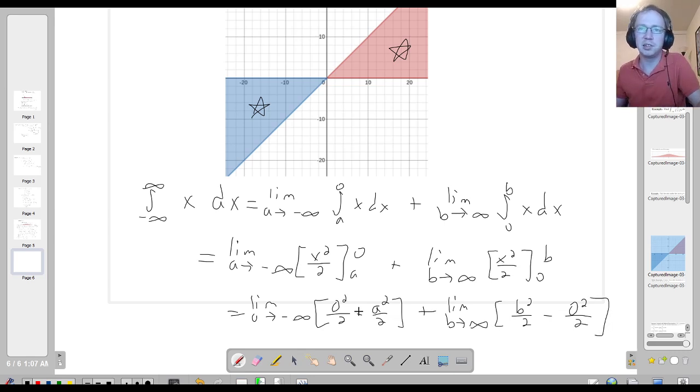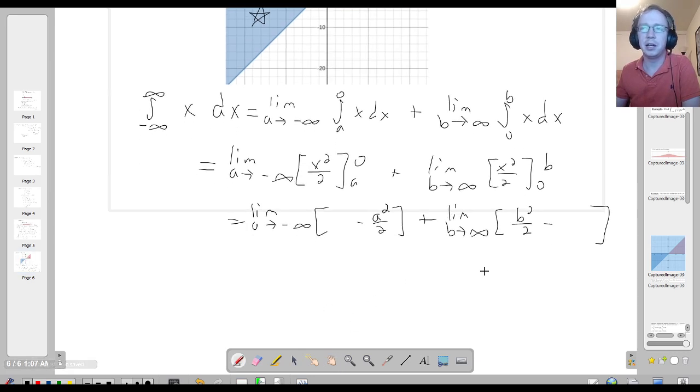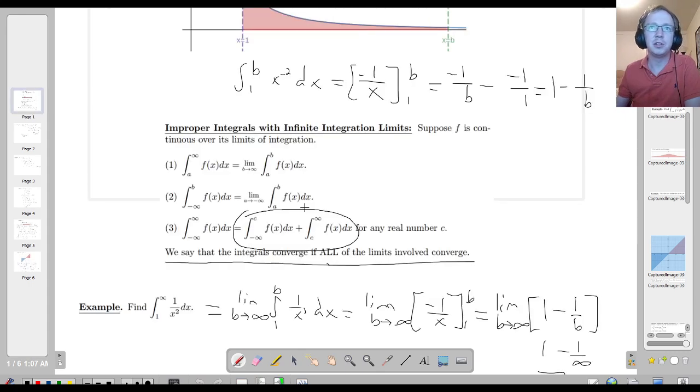Now just to clean these guys up, 0 squared over 2 is just 0, so that goes away. Okay, same with this guy over here. So I've basically got to my answer now, and it really looks like these guys are still going to cancel out. But let's go back to what the definition says. If we're going to have that integral converge to some answer, then every single limit we do has to converge. So I can't just pretend that I'm combining those limits. I need to do the limits one at a time to get my answer.